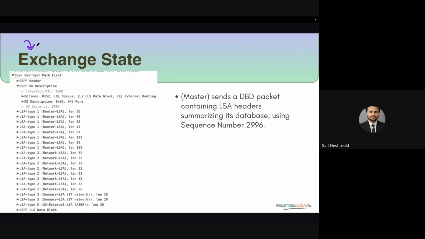Extract was to only specifically elect the master and slave. In exchange state, as you can see, the first packet will be sent out by the master. Master is going to send the DBD packet and it is going to contain all the LSA headers. This is not even the full information again. This is only enough information that the receiving side can judge if it needs it or not. Does it have that information in the routing table? If it doesn't have it, then it will ask for it later by a different specific packet.